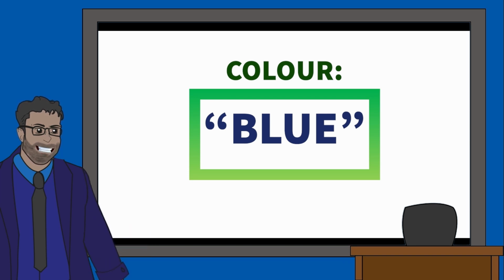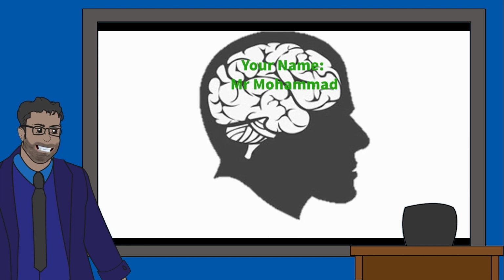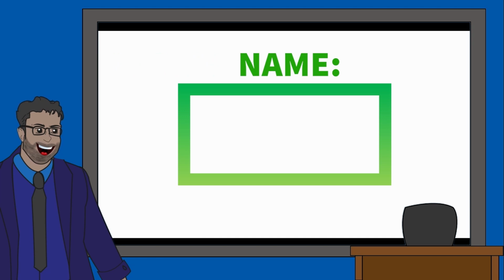Well, if I asked you for your name, you would know the answer because it's stored somewhere in your brain. If the program needs to know your name, it will need to have somewhere to store this. That's where variables come in.